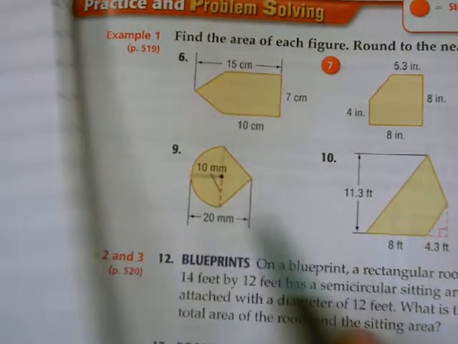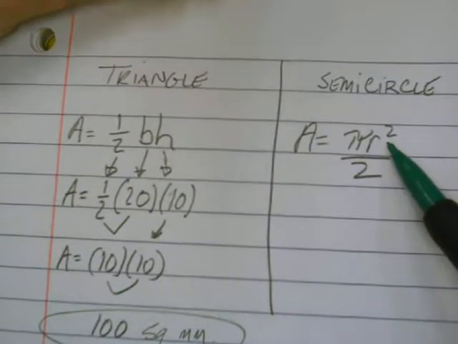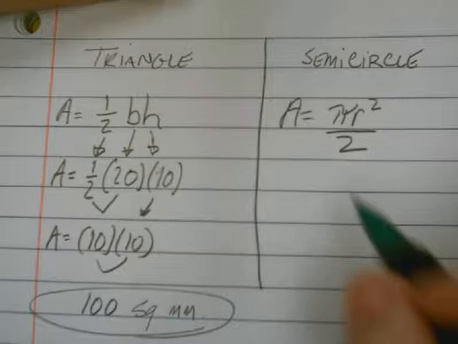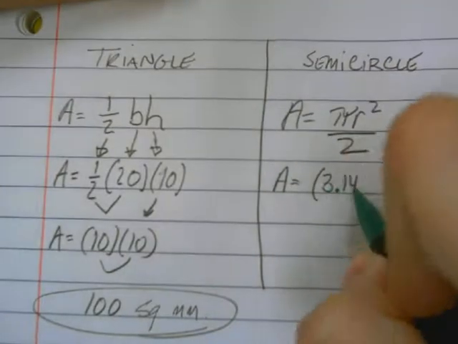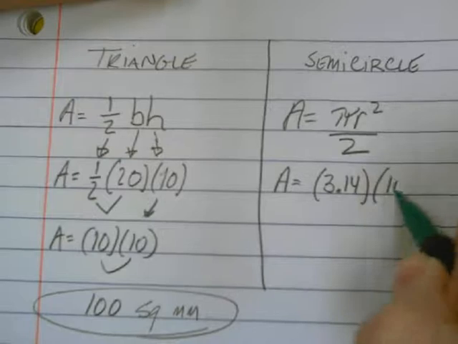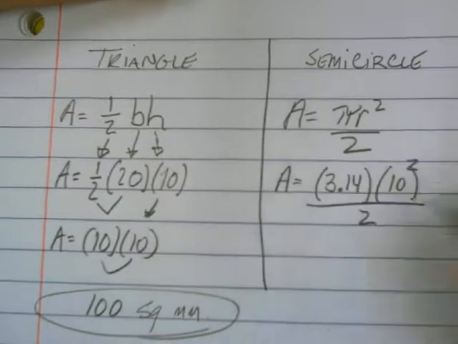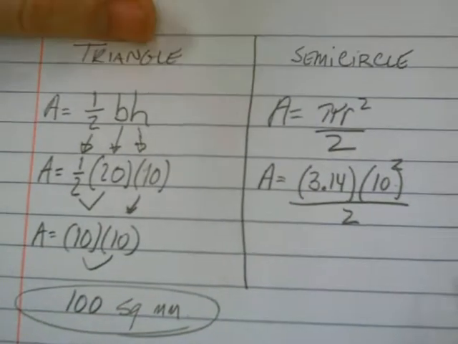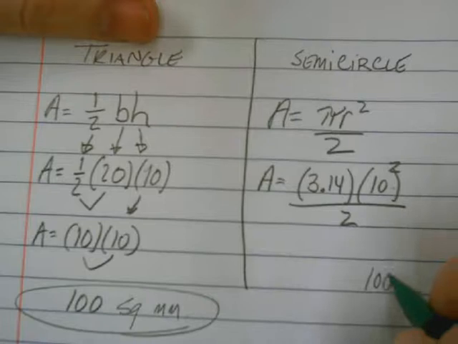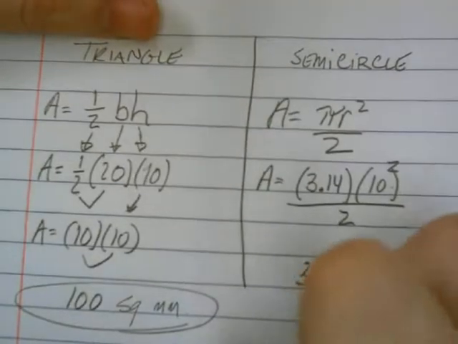So with the semicircle, I know it has a radius of 10, which is good because that's really the only variable I have to figure out for area of a semicircle. So I'm going to fill in the numbers here, 3.14, and radius of 10 squared divided by 2. I know that 10 squared is 10 times 10, and 10 times 10 is 100.